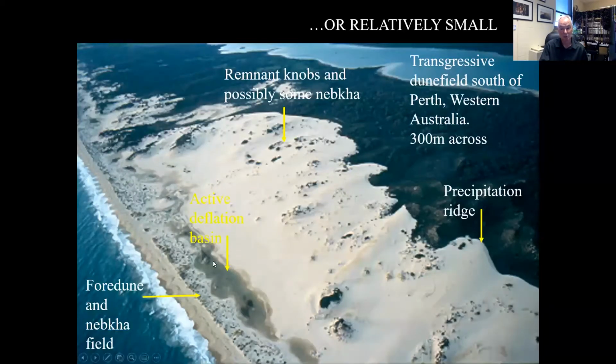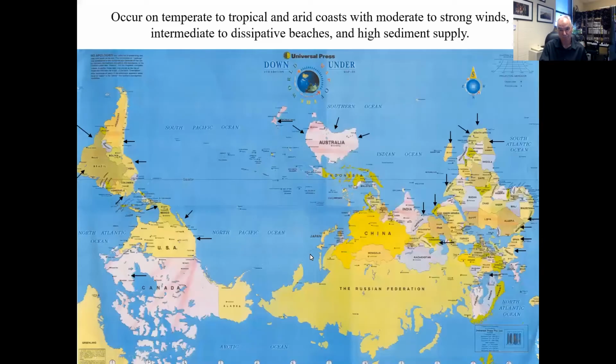So, for example, this one's only 300 meters across or so, just south of Perth. It's more of a sheet than a dunefield at this phase, and some of the other typical landform units that we see in these dunefields are indicated here.